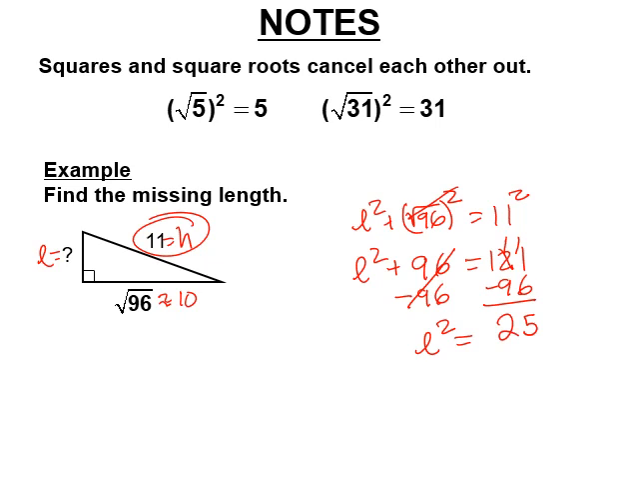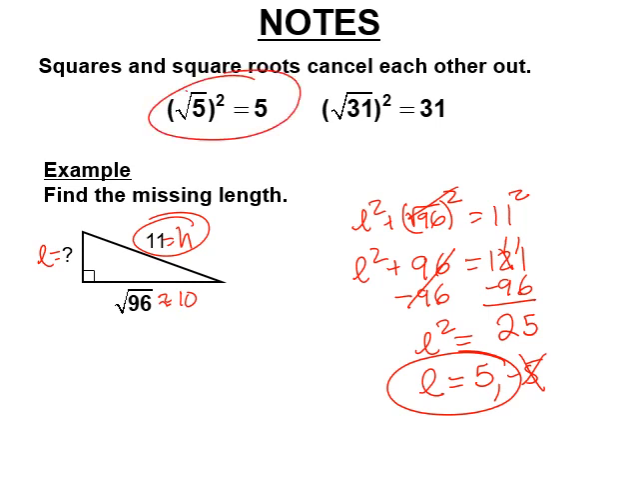Oh, look at that. It's a perfect square. L equals 5 and negative 5. Crossing out the negative, the missing leg was 5. So squares and square roots just cancel each other out.